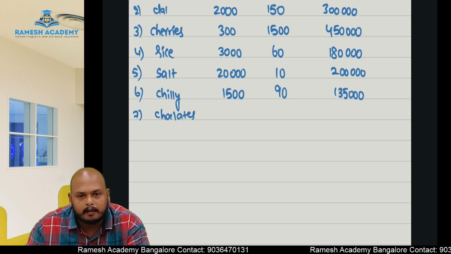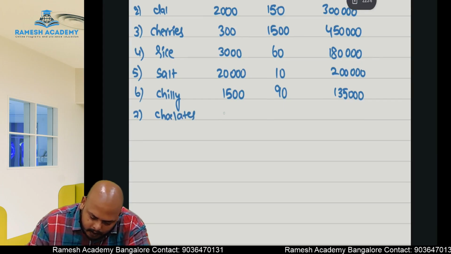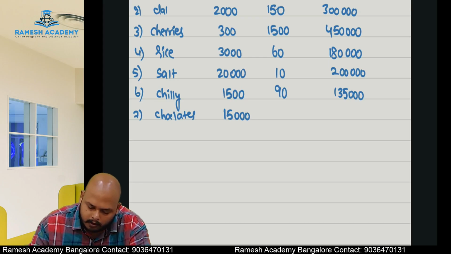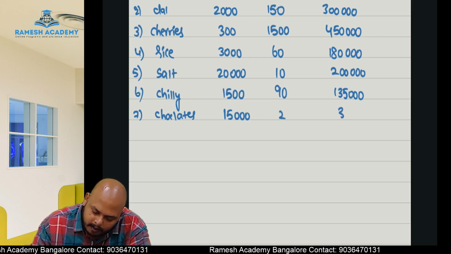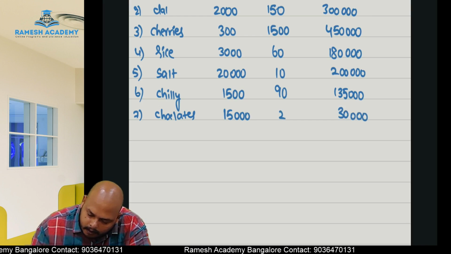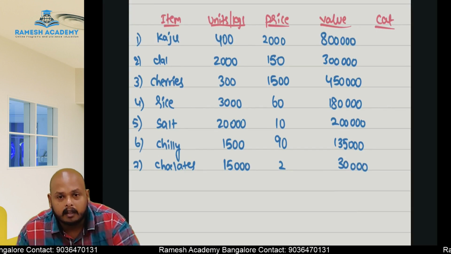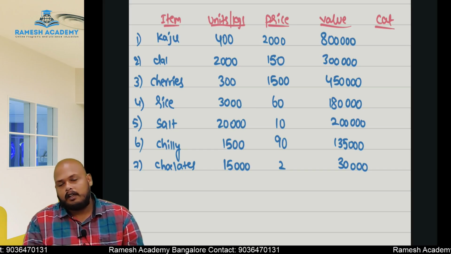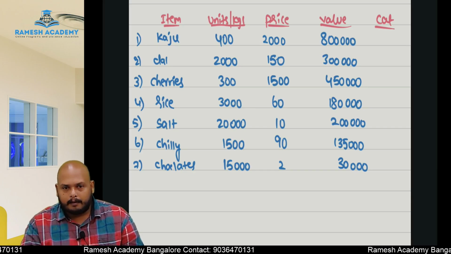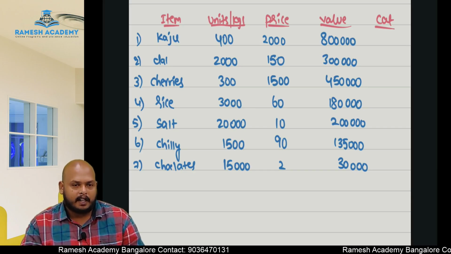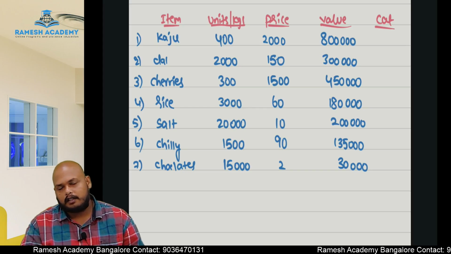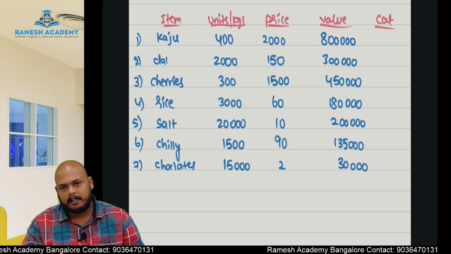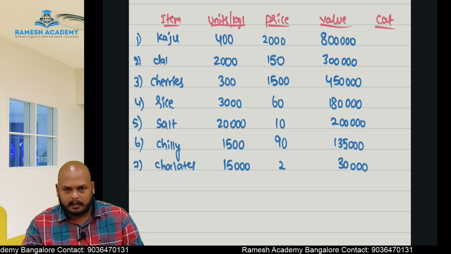Next, seventh example, let's take chocolates. Chocolates we are having 15,000 units. Price per chocolate is 2. That is nothing but the value of 30,000. So this is the example we took, the example of one Big Bazaar. In the Big Bazaar there will be a lot of different items, like cold drinks, soft drinks, biscuit packets, chips packets. I took 7 examples here.